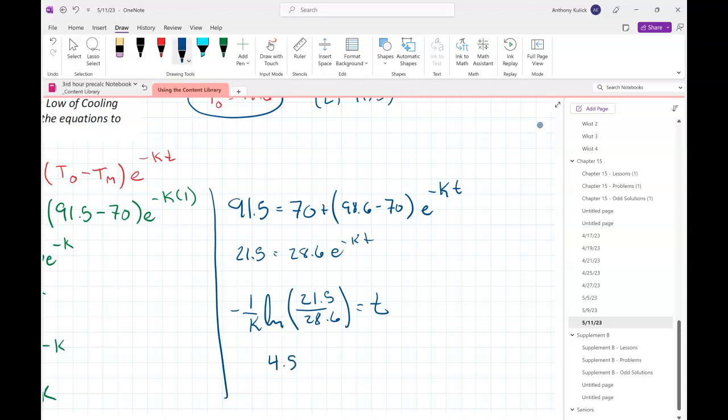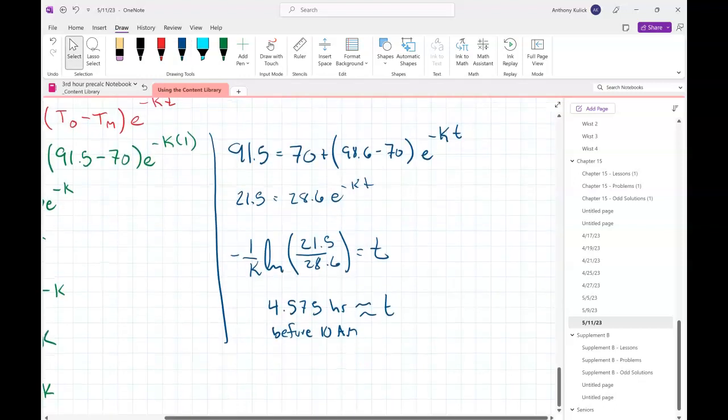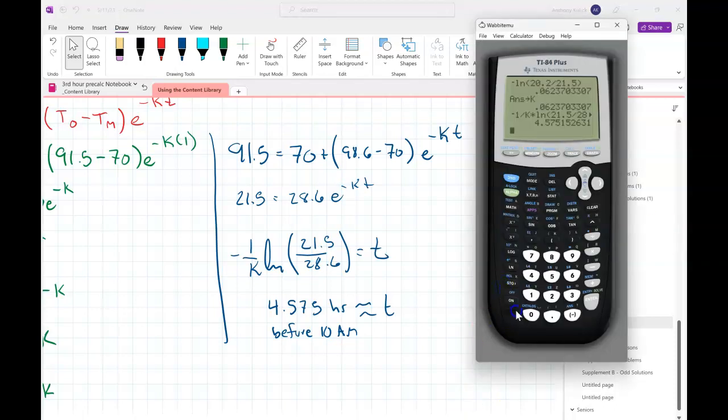Yeah, so this would be hours before 10 a.m. So let's see. Yeah, it was early morning. That makes sense. So if I subtract 4 off of this, we'd be at 6 a.m., right? Yeah. And if I take this 0.575 and multiply it by 60, that tells me it was 34 minutes. So it'd be like 5:26 a.m.